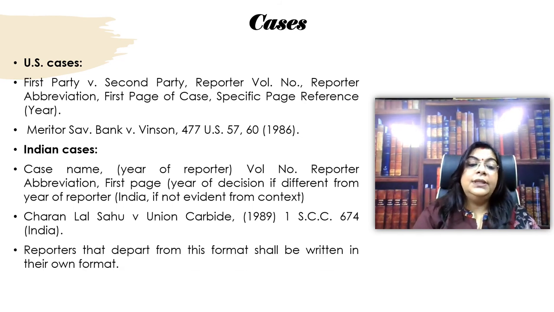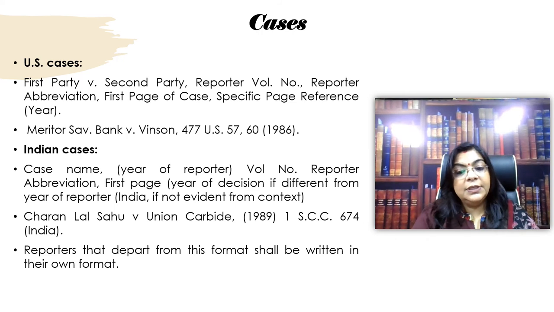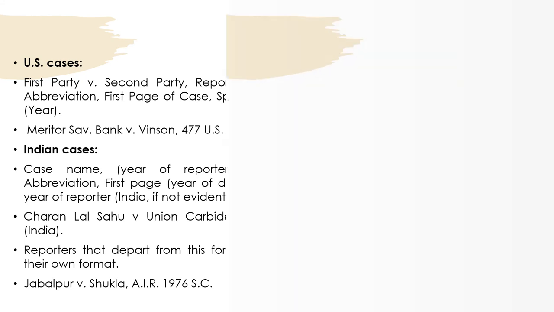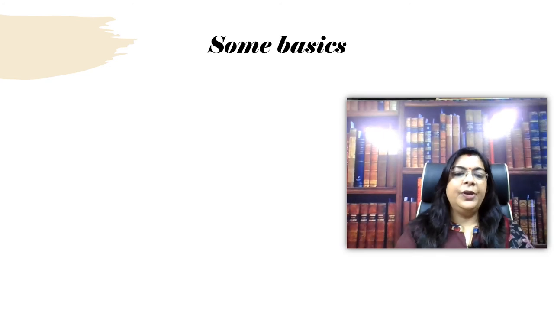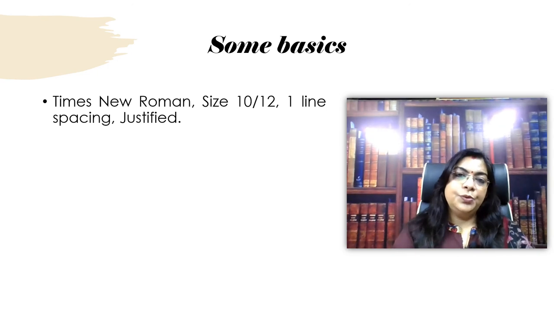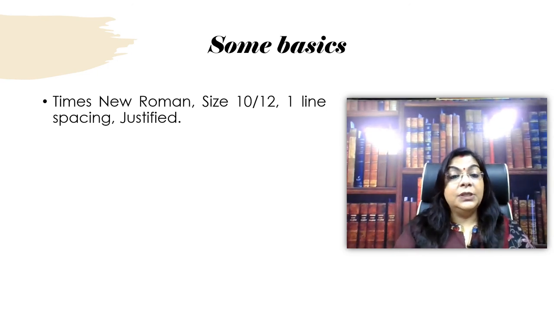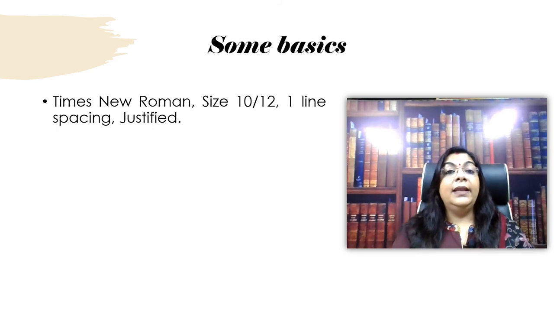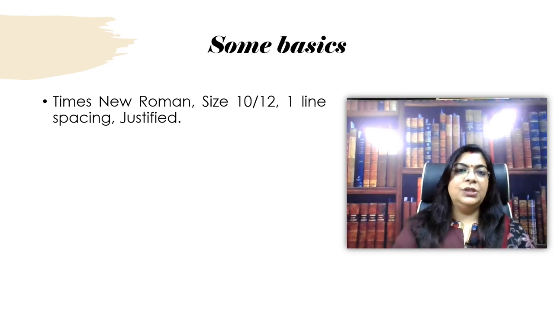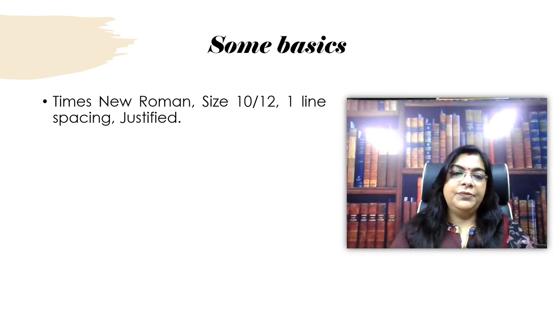Now, a reporter that departs from this format shall be written in its own format, like Jabalpur versus Shukla, AIR 1976 SC. You may also write like this. Now, apart from citation style, there are some basic things which you must remember when you are writing a research paper, especially. You must use Times New Roman font, and you must use one line spacing, and the content must be justified. This is a very silly mistake which students usually make, so please justify your work.